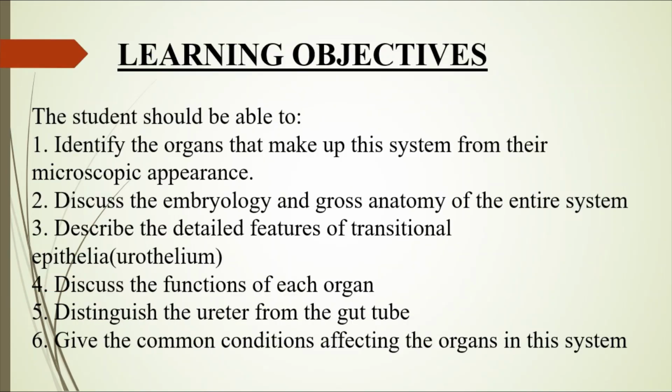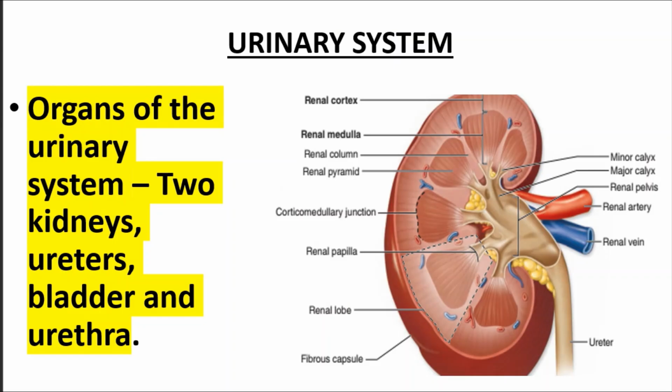The learning objectives are as follows: to identify the organs that make up this system from their microscopic appearance, to discuss the embryology and gross anatomy of the entire system, to describe the detailed features of the transitional epithelium, which is also known as urothelium, to discuss the functions of each organ, to distinguish the ureter from the gut tube, to give the common conditions affecting the organs in this system.